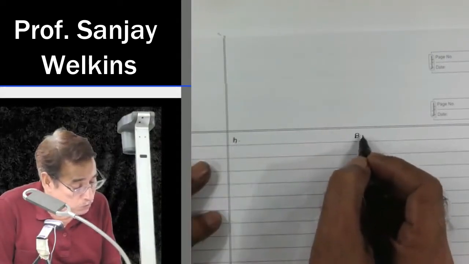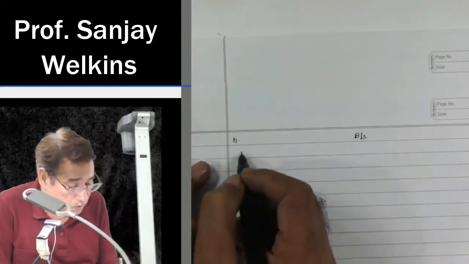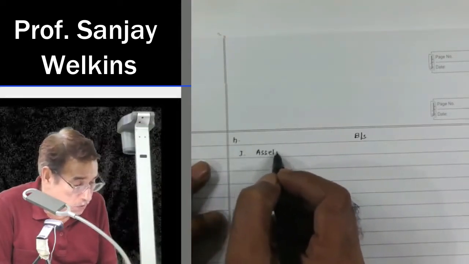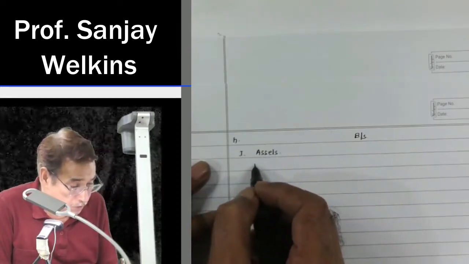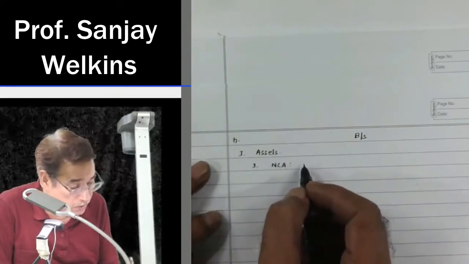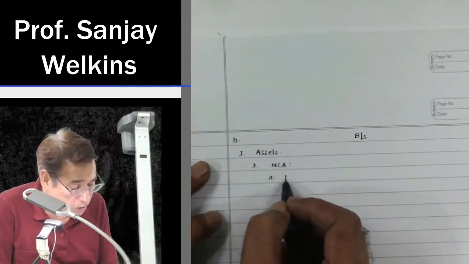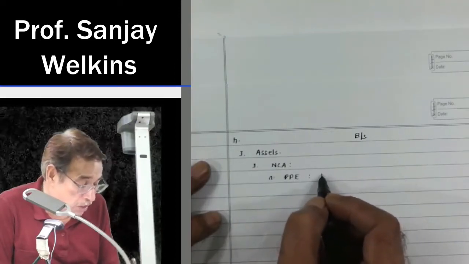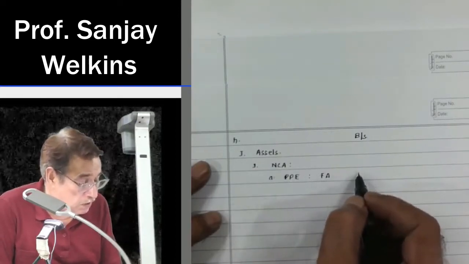Balance sheet. As per division 2, we write assets first. I will write here non-current assets. Under the non-current assets, I will write first property, plant and equipment. Under the property, plant and equipment, I write tangible fixed asset.